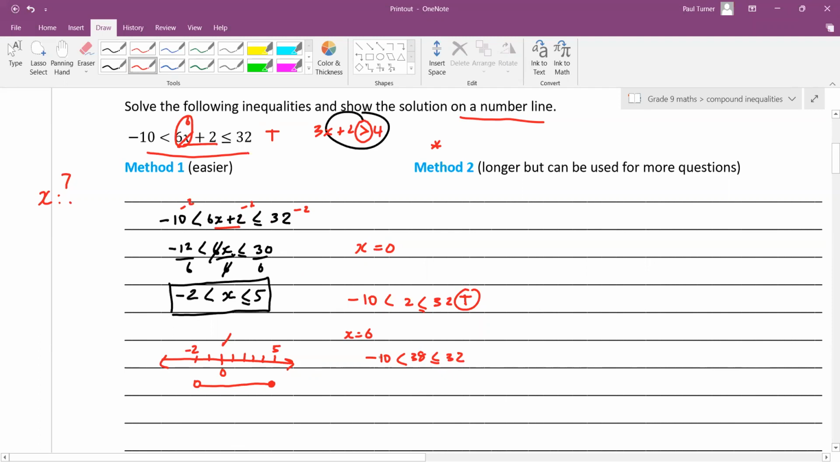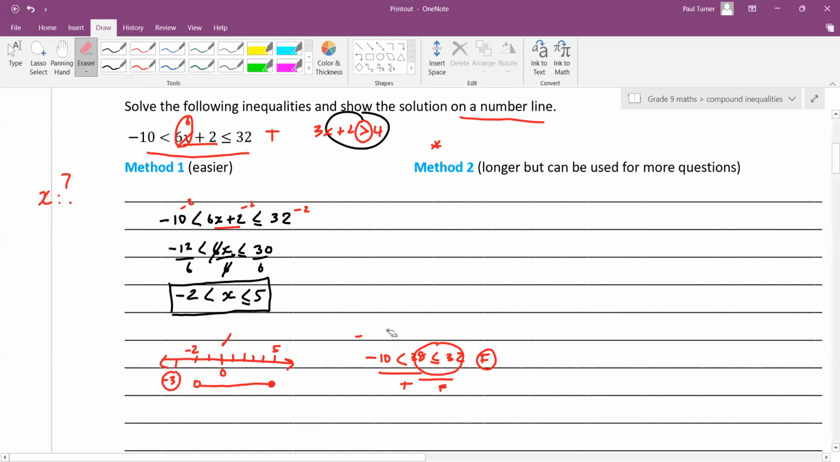Okay, you can see this bit is true, but this part is false because 38 is not less than 32. So this would be false because of this part here. So you should check your answer when you finish. Pick a couple of numbers and check it seems reasonable. And you can check -3 on this side as well if you want. You'll get the same result as you got here. All right, so that's one way to do it.